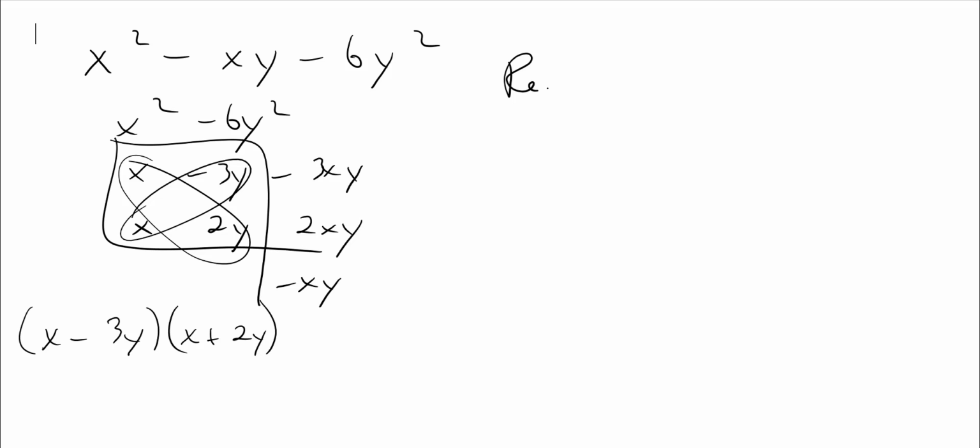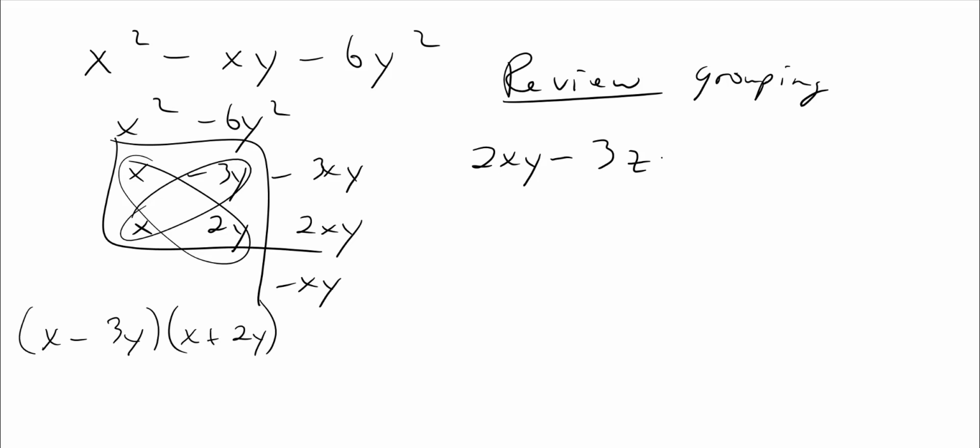Alright, last problem. This is just a review that I want to do with you guys. It's grouping. First of all, how many terms for grouping? You guys should remember it's 4 terms. So 2xy minus 3z minus 3x plus 2yz. And you got to factor that.